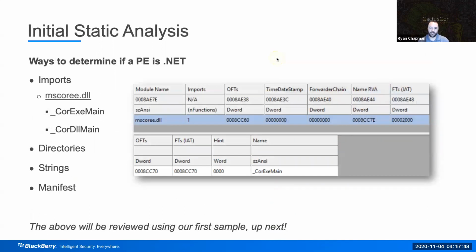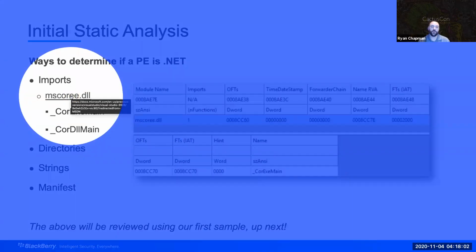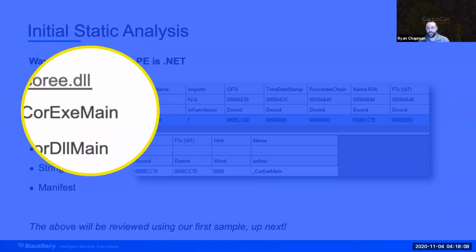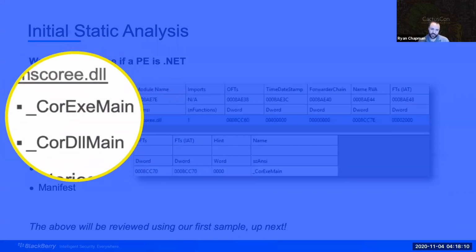Initial static analysis, which we will get to in the very next section as we go into our first demo, can help you identify if a PE is a .NET sample. So right off the bat, one of the biggest things you'll notice is that there will be a single import of mscoree.dll. Inside of that DLL, the import will be one of these two: either _CorExeMain or _CorDllMain.